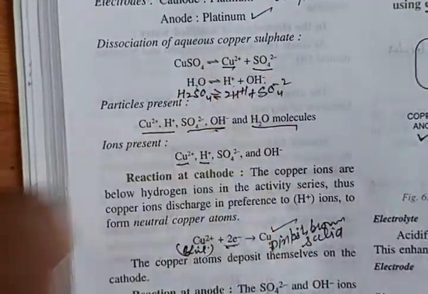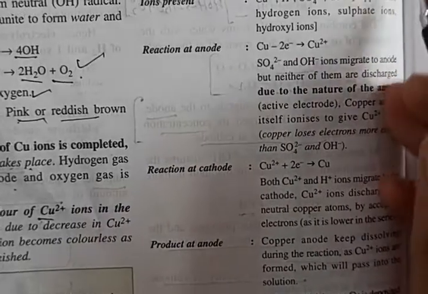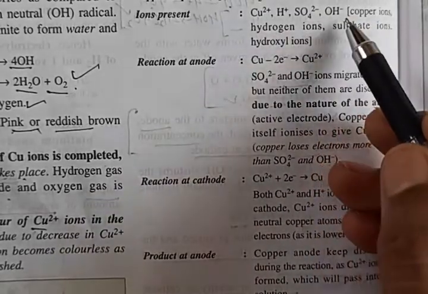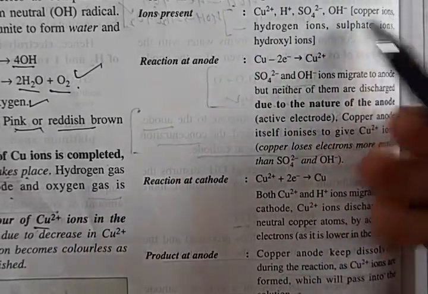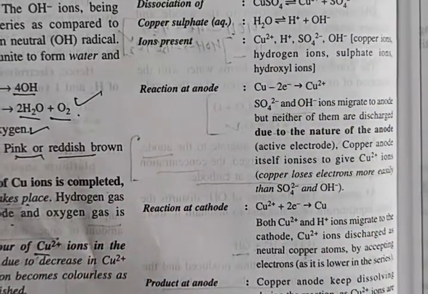The same goes for the third electrolysis, similar to that. So, what are the ions present? Same: copper ion, H, sulphate and OH. And what are the particles present? These 4 ions plus water, you can write.